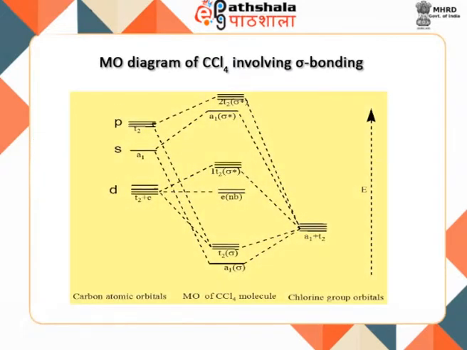the molecular orbital diagram for the carbon tetrachloride molecule may be constructed as shown in the figure. The d orbitals, which are also of right symmetry for bond formation, have also been included in the molecular orbital scheme for the CCl4 molecule.